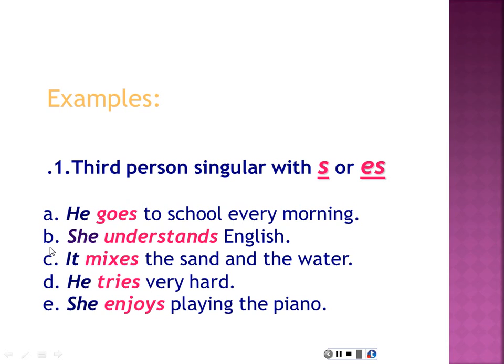Example B, she understands English. Here we added only s because the last sound is d, and d is not one of the sounds or letters that we add es after. So she, singular third person, she understands English. Example C, it mixes the sand and the water. It mixes the sand and the water.